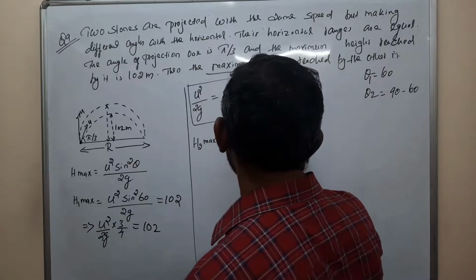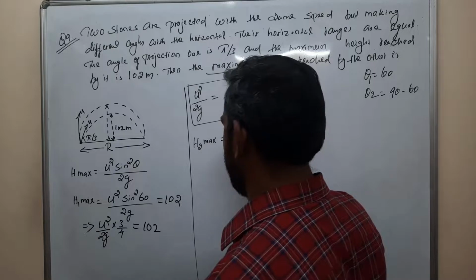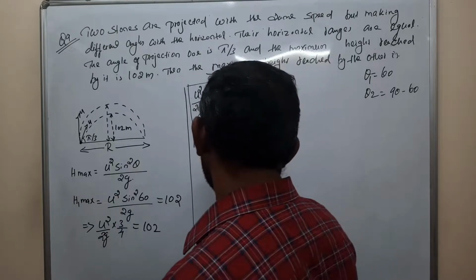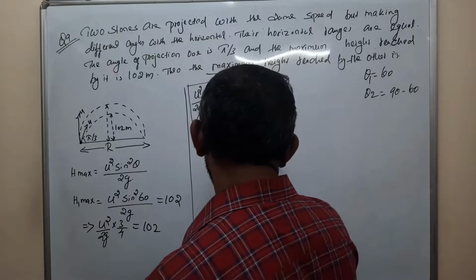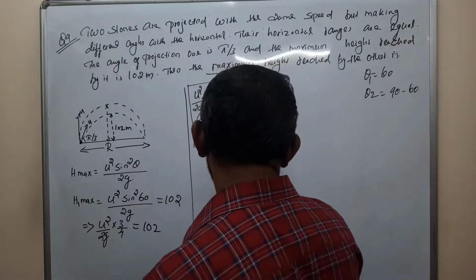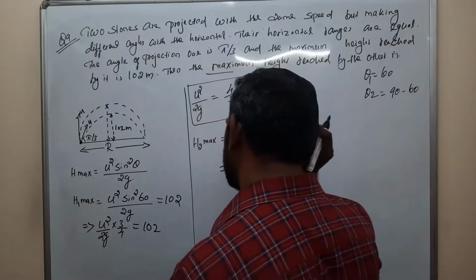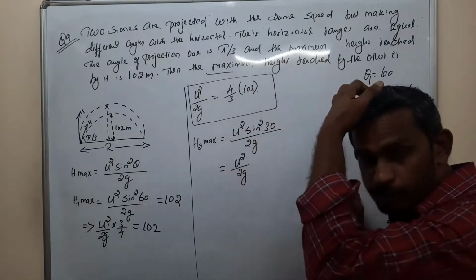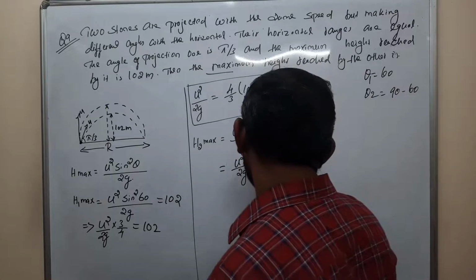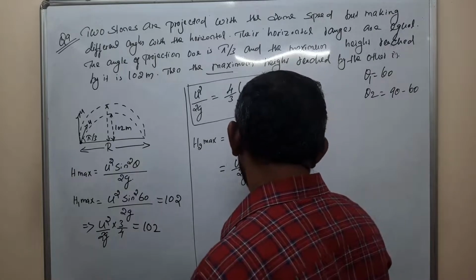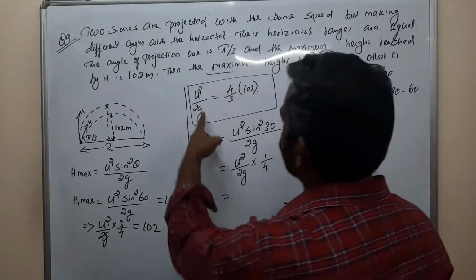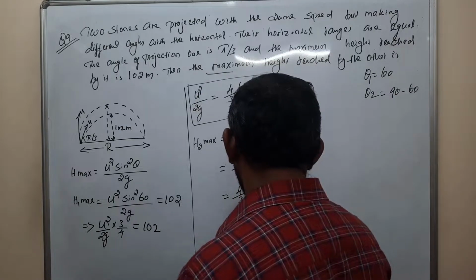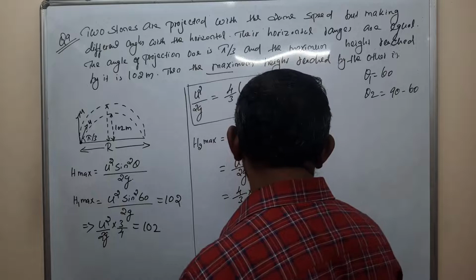So sine square 30 divided by 2g. That is equal to u square by 2g into sine square 30, where sine 30 is 1 by 2, square is 1 by 4. So what is the value of u square by 2g? That is 4 divided by 3 into 102 into 1 by 4.